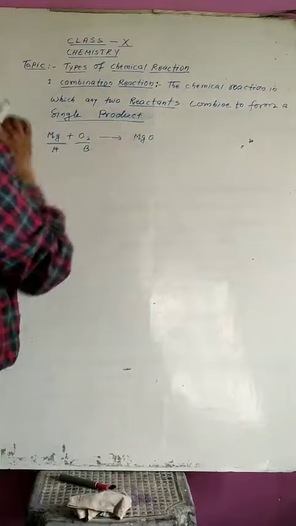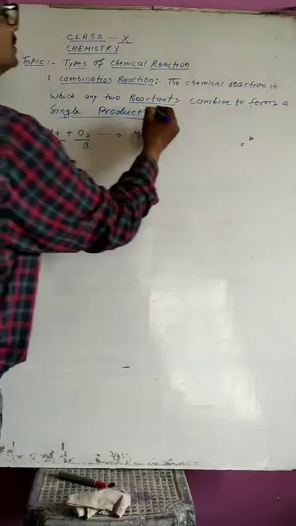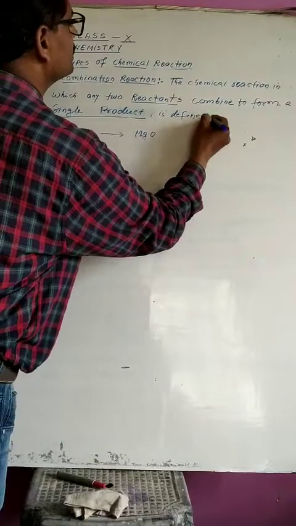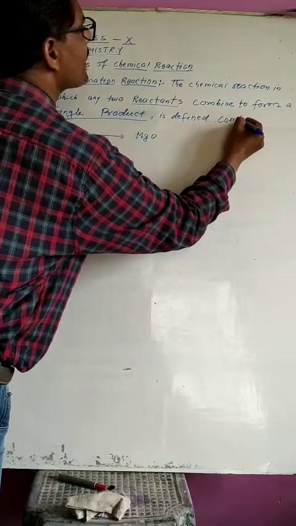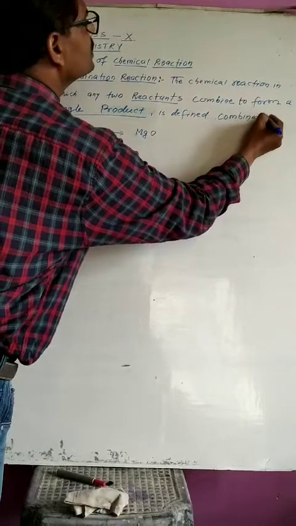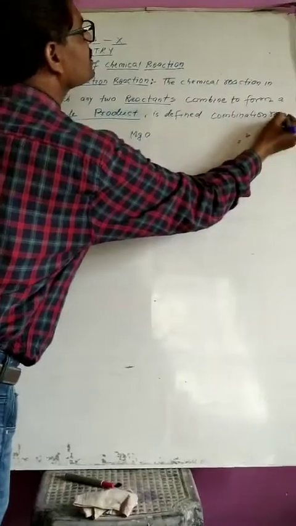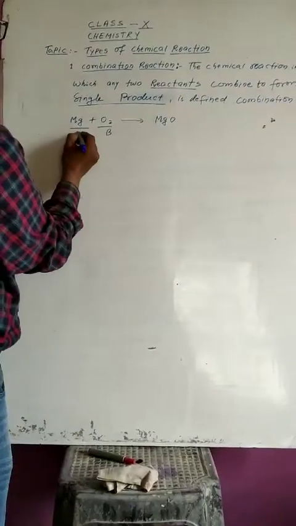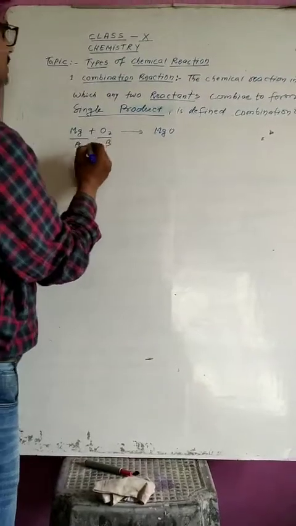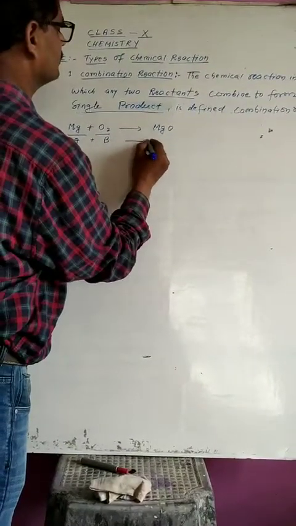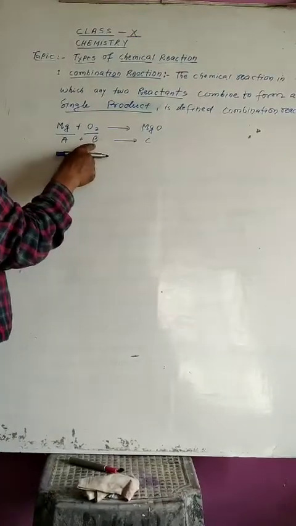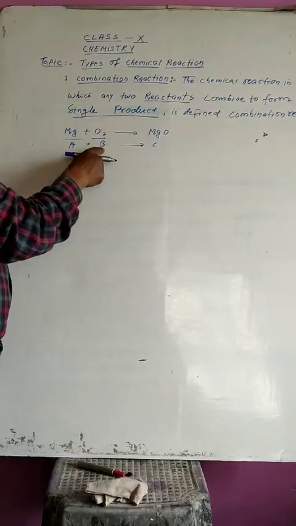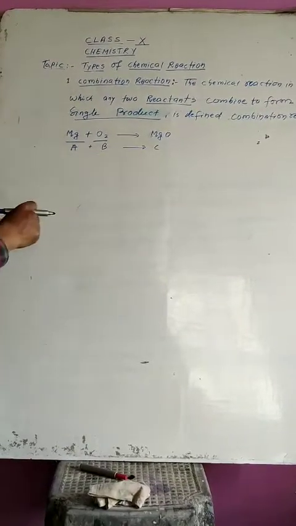A single product is what defines a combination reaction. Combination reaction means the reactants, consider the case A and B, both of them combine to form C. A and B are the two reactants that combine to form a single compound C.